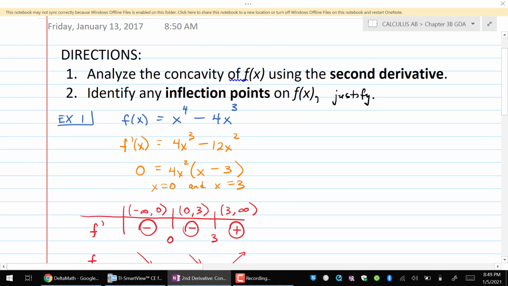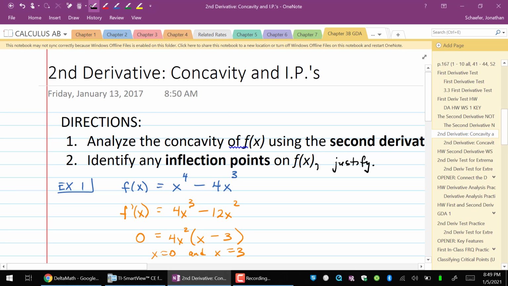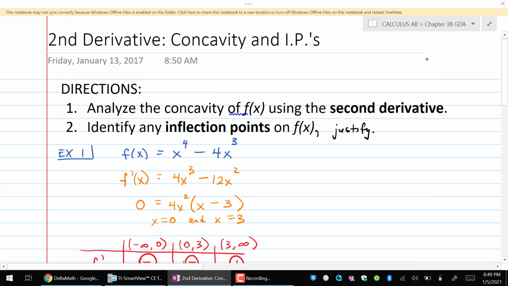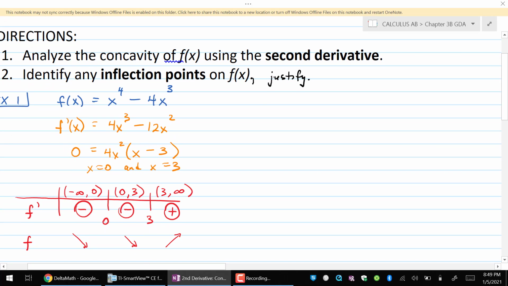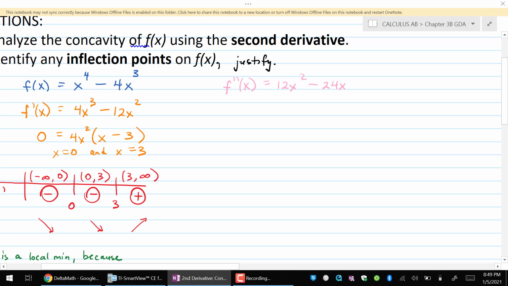But now let's get back to the question at hand here, which is the second derivative component. Let's find another derivative here and perform a concavity analysis on this. So how about f double prime? F double prime would be 12x squared minus 24x. Now to find, again, possible inflection points, we're going to set that equal to 0 and solve. GCF of 12x times x minus 2. Looks like I'm going to have candidates of x equals 0 and x equals positive 2.